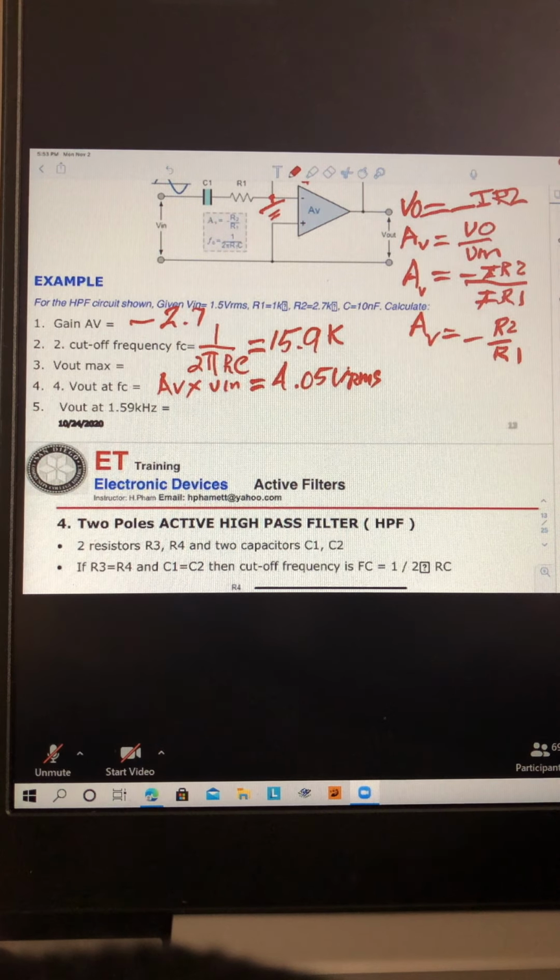And the last one, VL at 1.59K. That means it is lower than the cutoff by one decade. Cutoff 15.9, you divide by 10, you get 1.59K. And the output will be down minus 20 dB. So what do you get? For mine, I get 0.286.